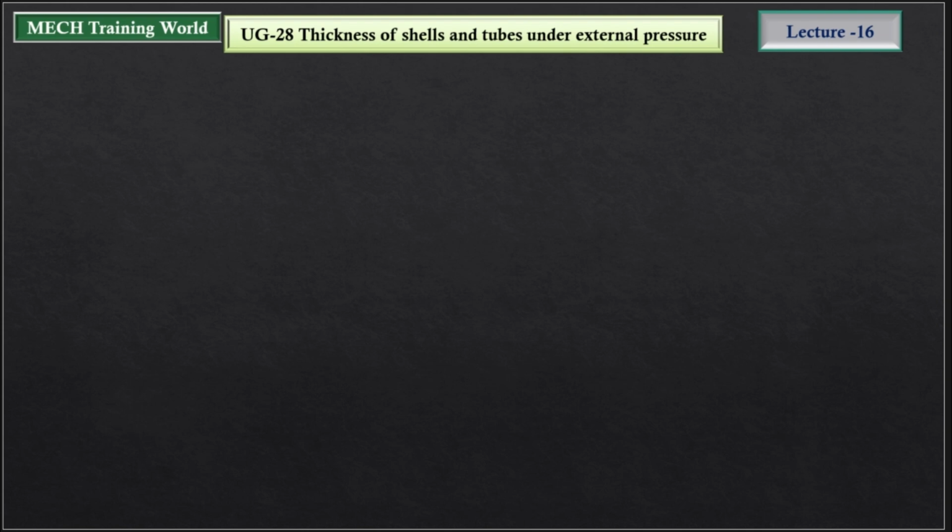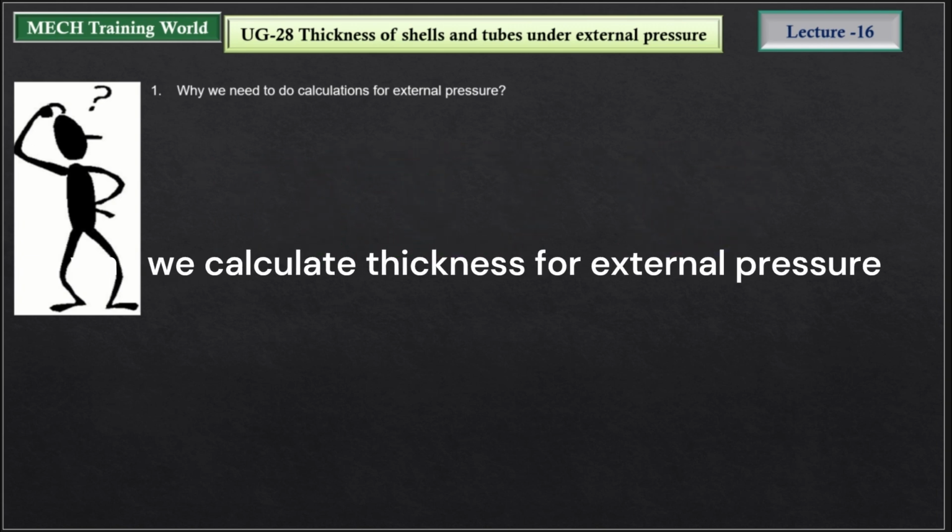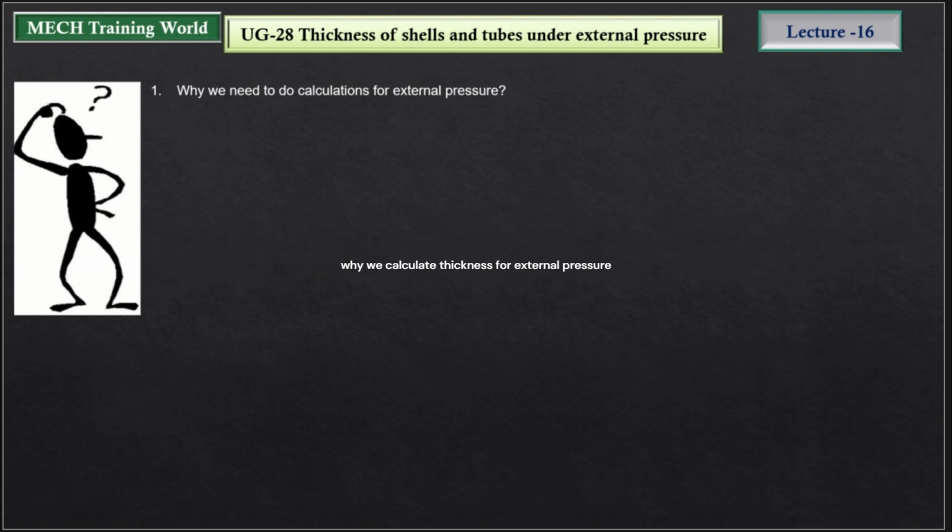Before going to derive that, let's see some common questions: why do we need to calculate this thickness under external pressure? Anyway, our internal pressure is greater than external pressure, right, in most cases. So if we calculate the thickness for internal pressure, it will withstand the external pressure also, no? So why do we need to calculate especially for external pressure? Anyway, our external pressure is atmospheric pressure, in most cases. But why are we calculating the thickness here?